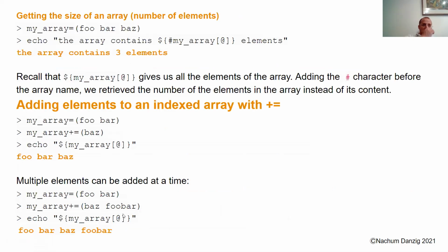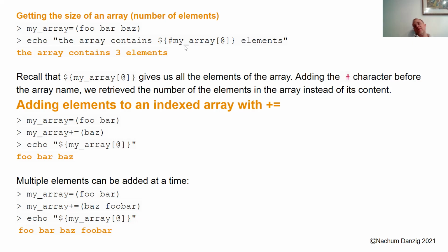Getting the size of an array, the number of elements. My array equals foo bar bus. Okay, we made an indexed array with those 3 elements. Echo, the array contains 3 elements. So I do number sign, not exclamation for the keys, but number sign for the whole array. And again, all this is inside of a variable. It's like these are actions that I can do inside of a variable, and it's the variable which is of type array.